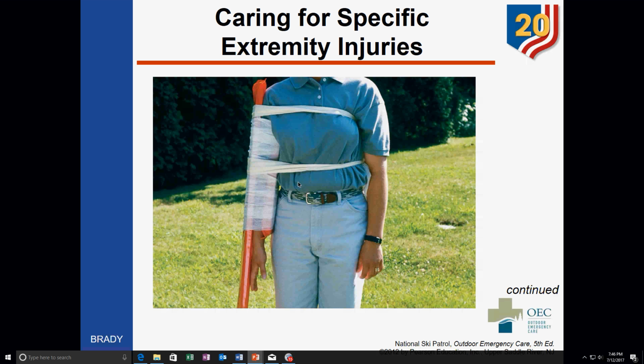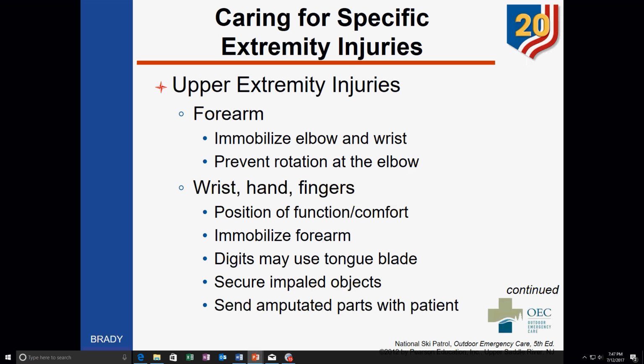This one here, they secure to the body. Haven't seen one of those done, but that may be an option up on the hill to get them on a backboard if it needs to be done. What I would tell you is, having been on the hill a lot of years, we'll do it when we get up there. We'll talk more about that then. Upper extremity injuries, forearms, and so on. This goes on and on and on. You're going to be thinking about this stuff in your sleep next Saturday. We're going to cover this ad nauseam.